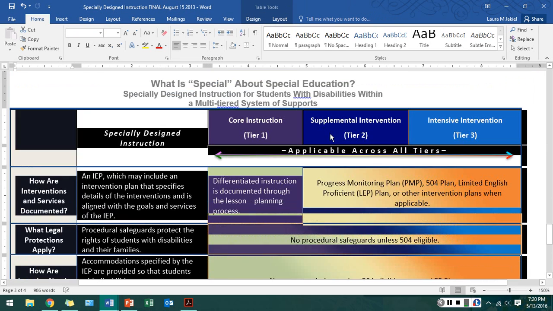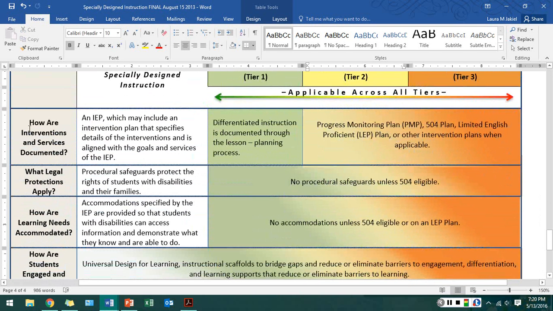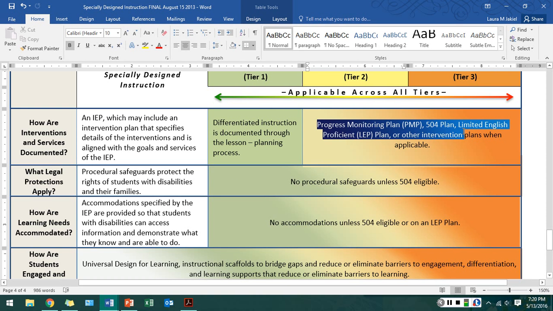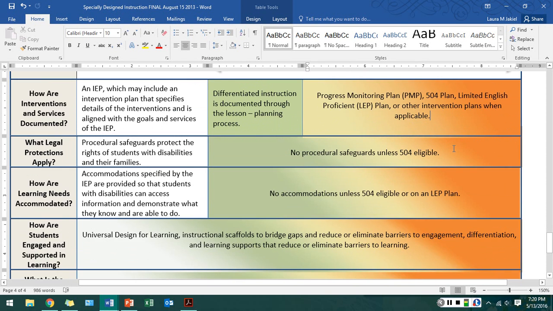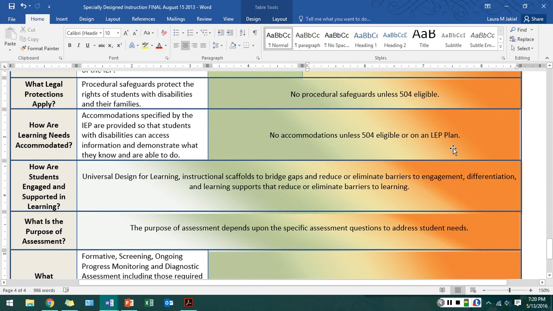Okay. So this continues to go on about how these interventions and services are documented. This is where I think it's kind of interesting because Tier 1 is you. That's just your basic stuff. But in Tier 2 and Tier 3, we start talking about this progress monitoring plan, the 504 plan, and ultimately you're talking about an IEP. So it's an intervention plan that you're creating, and it's in Tier 2 and Tier 3. And we just said Tier 2, Tier 3, that's you. So that's going to be interesting.